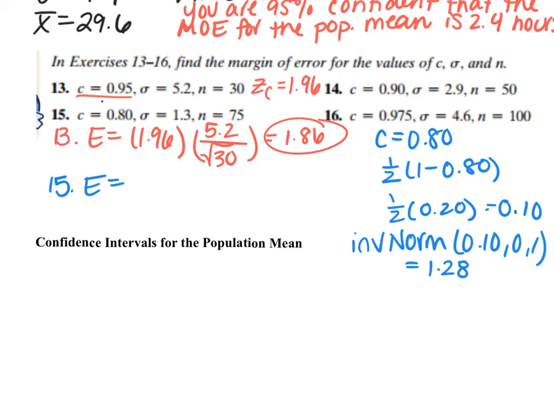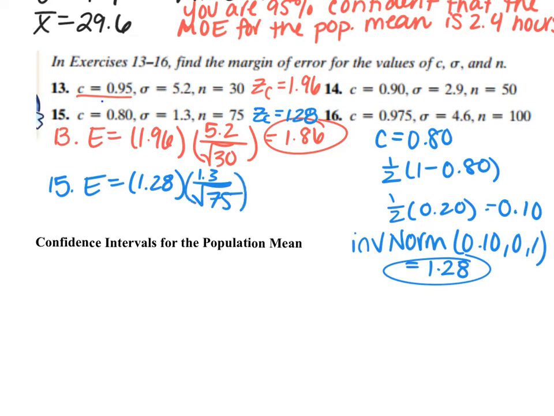Now, again, your calculator is going to give you negative 1.28, but when we're plugging all of this stuff in for the margin of error, we're going to use the positive z-score. So make sure you use the positive z-score. So now we can just go back and plug that all in. We have z of c is 1.28, so I have 1.28 times 1.3, which is my population standard deviation, divided by the square root of my sample size. And we get about 0.19 for the margin of error.